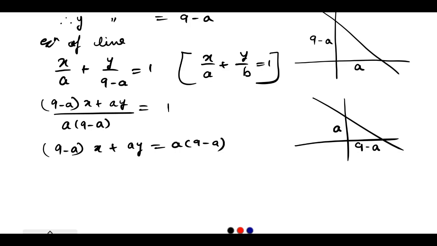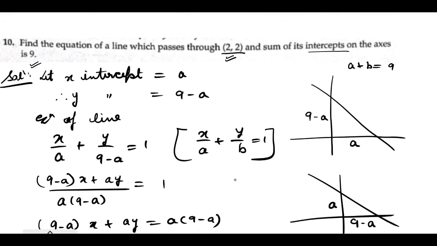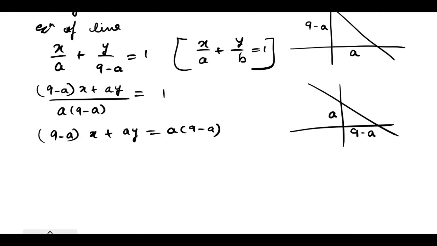And according to the question, this line passes through the point (2, 2). It means the coordinates of this point will satisfy the equation of line. So apply this condition.